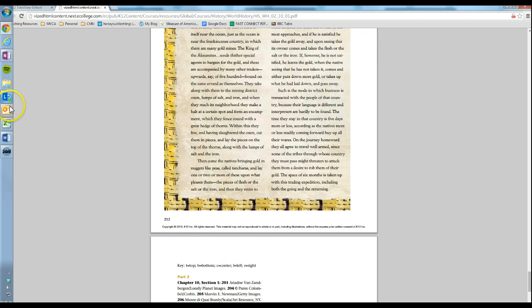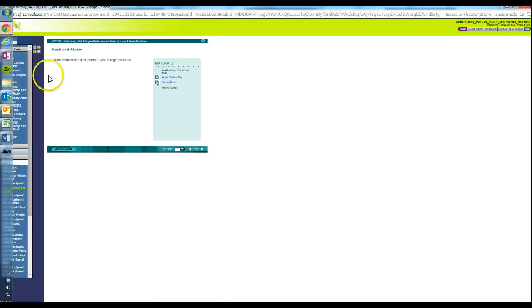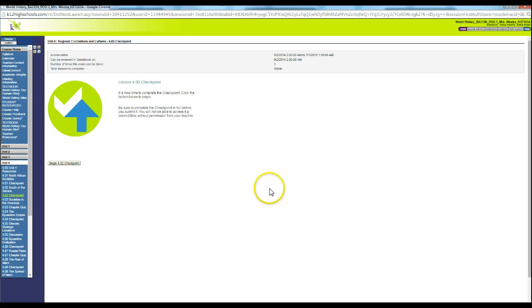So once you're done with that, you'll go back into your course and you're going to complete the checkpoint. You'll simply go to 4.2 checkpoint. You have plenty of time to take it, but it's only a couple of questions, and you'll base it on what we just read through. If you have any questions, please let me know. Completing this 4.2 checkpoint is your exit ticket, so make sure you complete it and that you do well on it. Thank you very much, and hopefully we'll be back to normal tomorrow.